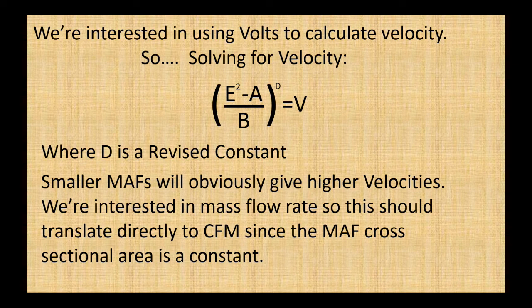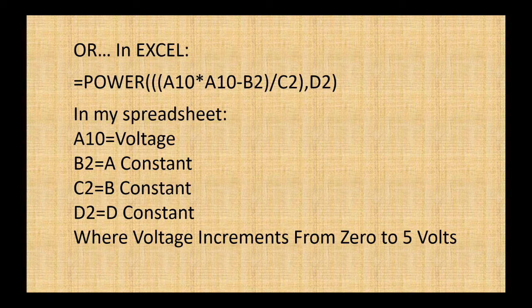Okay, what we're really interested in, of course, is mass airflow. In this case, I'm going to solve for velocity, and then mass based on temperature is compensated for elsewhere in the program. So I'm going to just solve and let velocity be my guiding parameter here. Now I'm going to take that nice mathematical formula and transfer it into an Excel spreadsheet, and then I can work on my MAF curve in Excel.